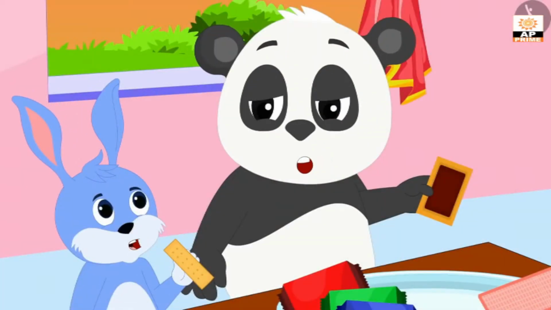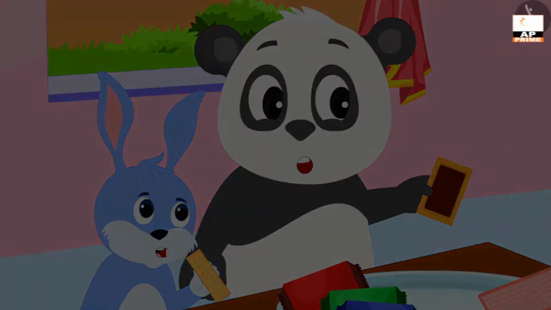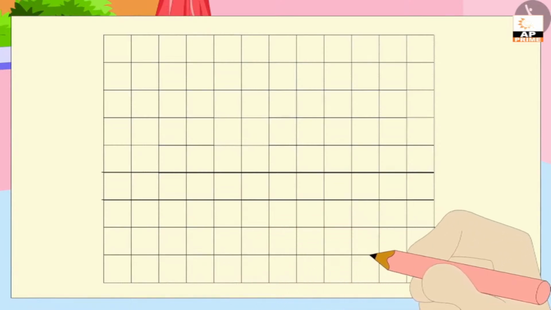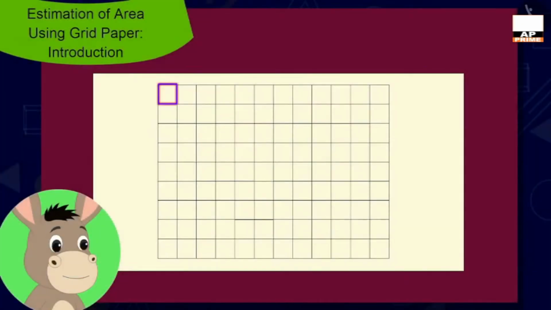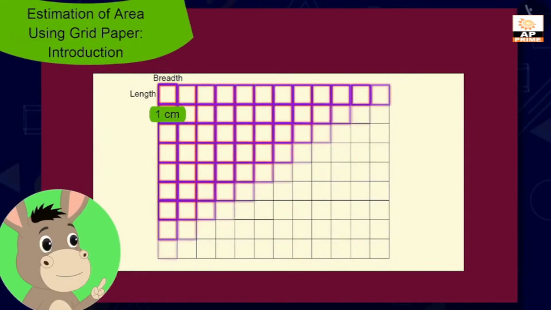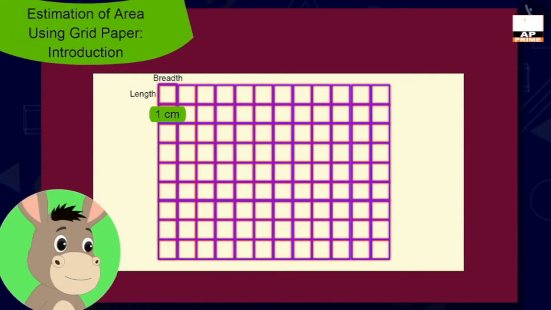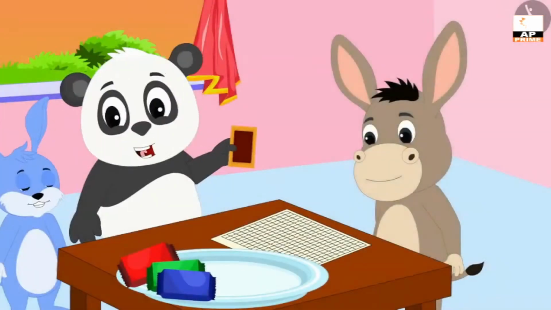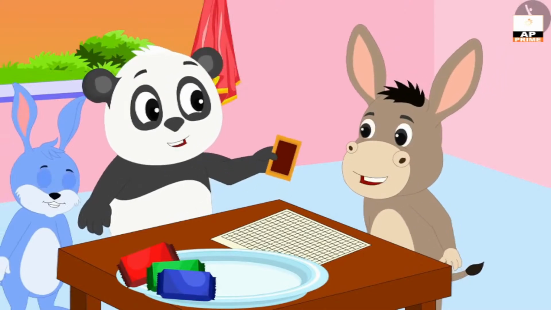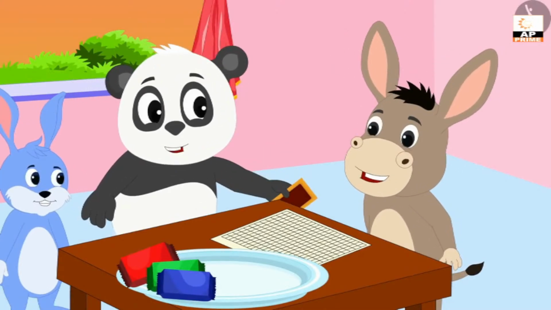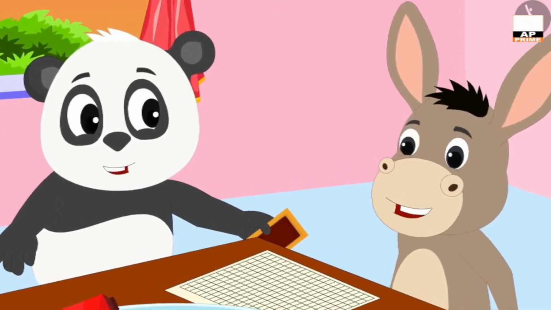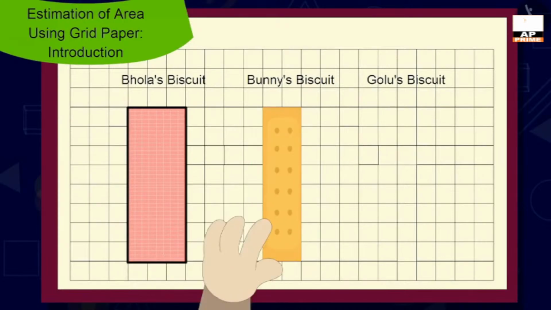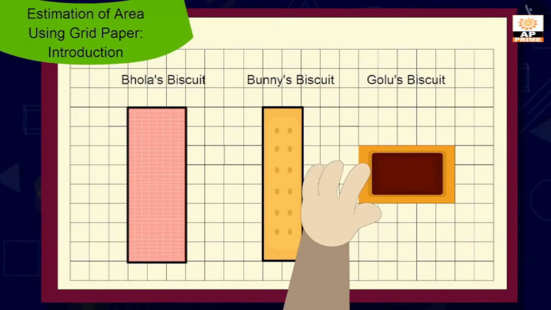Bunny and Golu could not understand anything. Then Bhola made such equal-sized squares on a paper. A paper made of equal-sized squares like these is called a grid paper, said Bhola. But Bhola, how can we use this to find out the biggest biscuits? Golu asked Bhola. Bhola made the outlines of those 3 biscuits with a pencil on the grid paper.